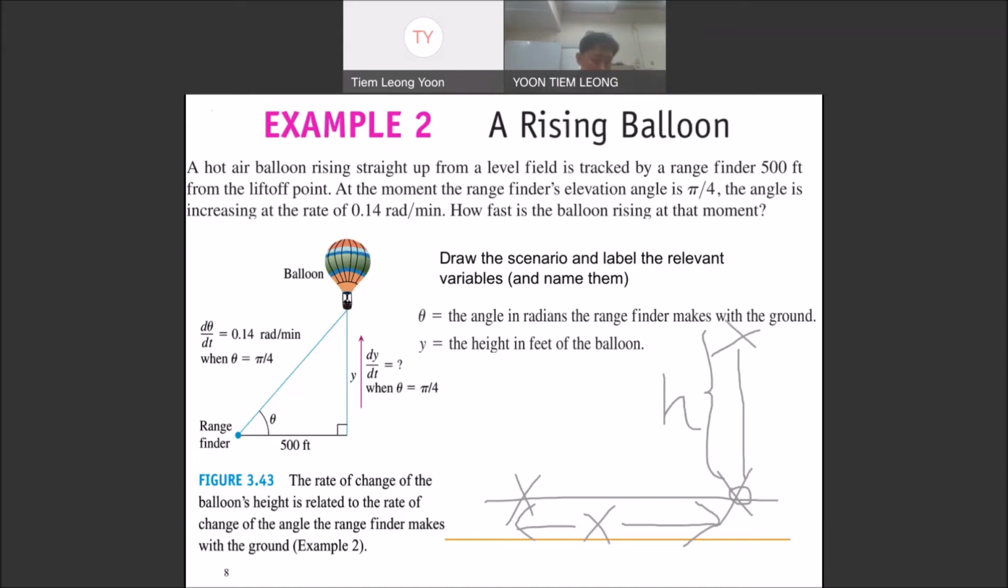You label the height as h. So you need to know how to translate this scenario. You mark down points on the vertical line representing two points: one for the rangefinder, one for the balloon.